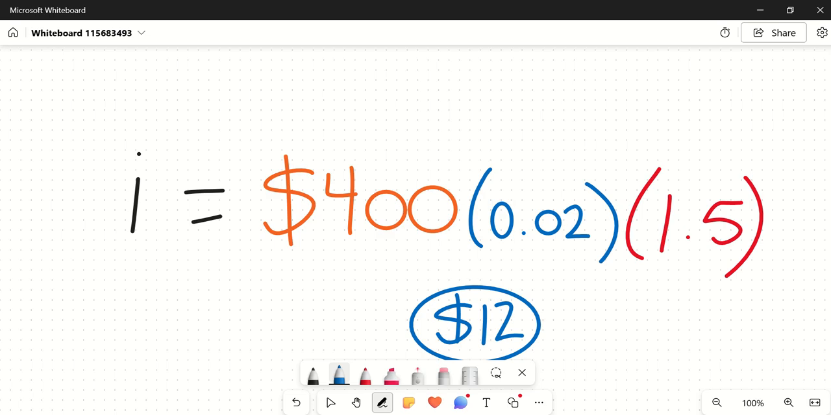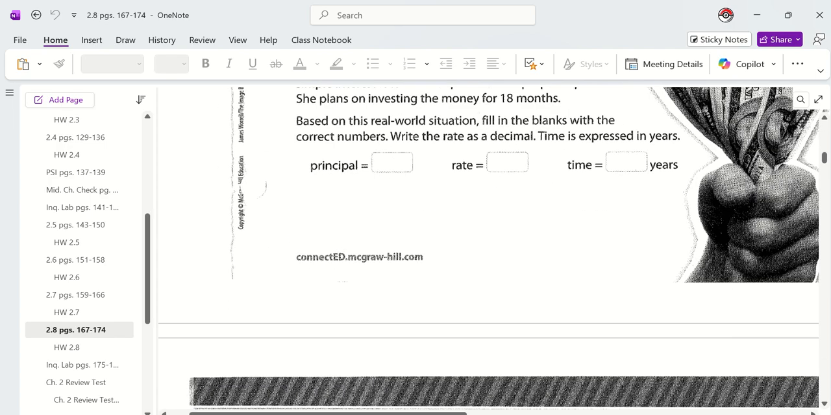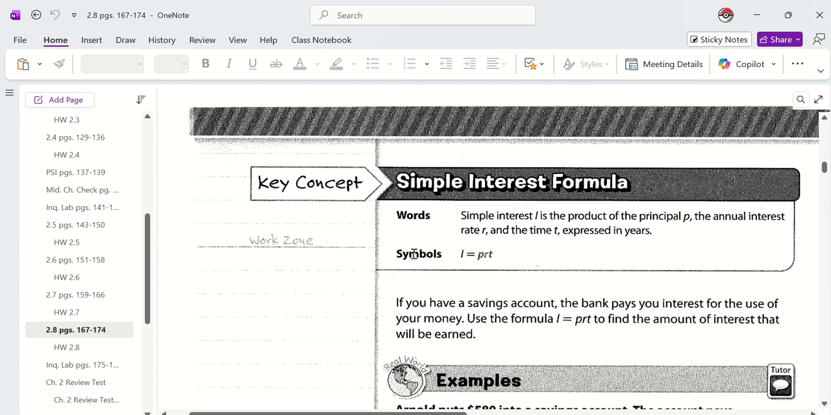Would you just do that to show her work on the homework? Yep. You would do this. So she would be making $12 after 18 months, which is not a lot. It's less than $1 a month when you really think about it. So probably not worth it. Okay.